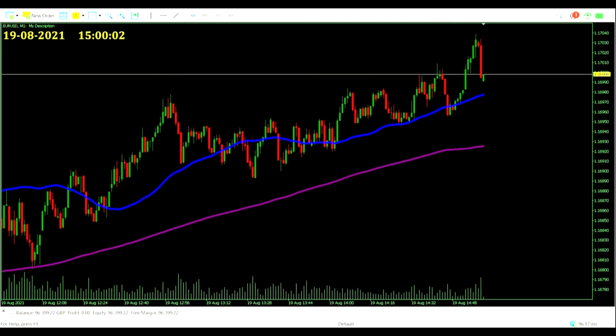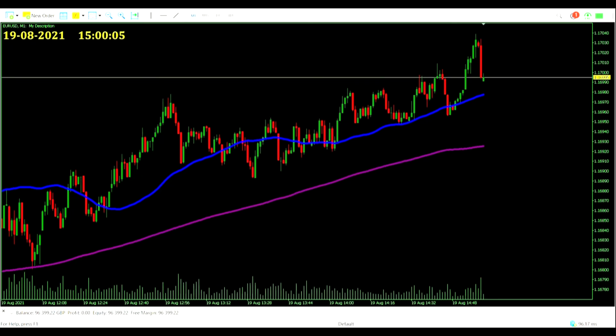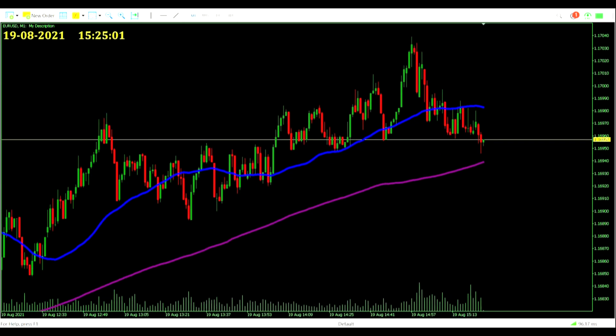Back down it comes off a sharp red candle there, though there might be hope for us yet. Price has been ranging, just coming down a little bit more, 5 minutes before we got these initial jobless claims from the US.